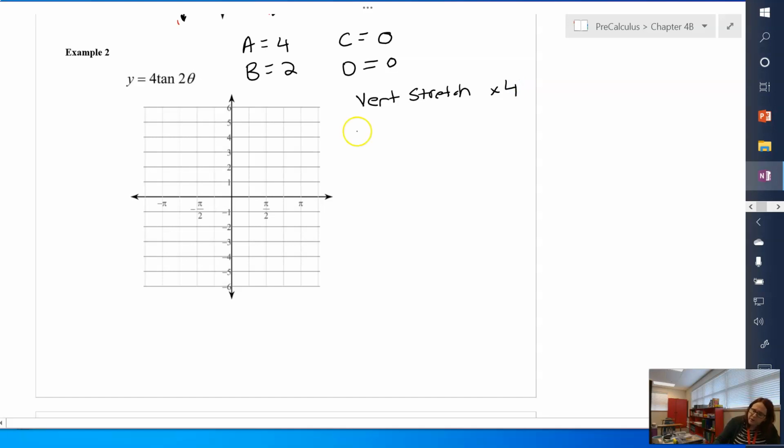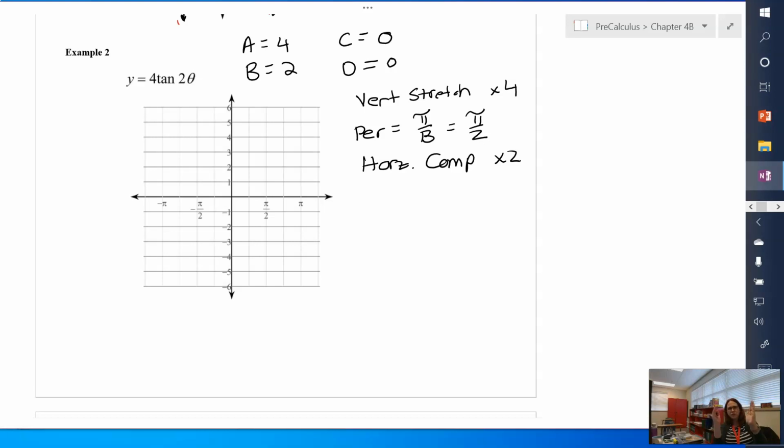And let's get our period. So period equals pi over b, which equals pi over 2. So now my period is being compressed. So now I have a times 2 horizontal compression. So what that means is instead of having asymptotes at pi over 2, 3 pi over 2, they're being compressed. So my asymptotes are going to be at pi over 4.